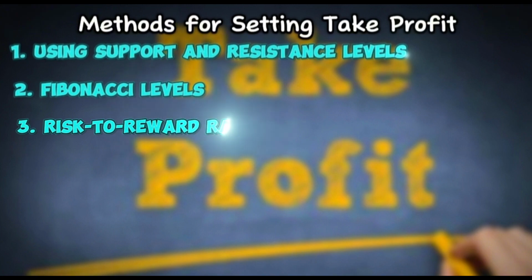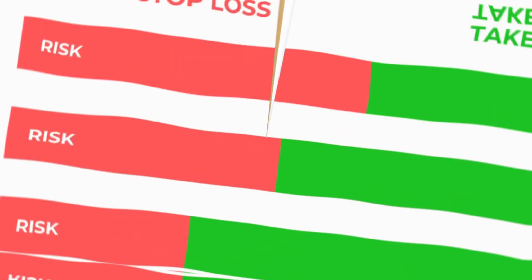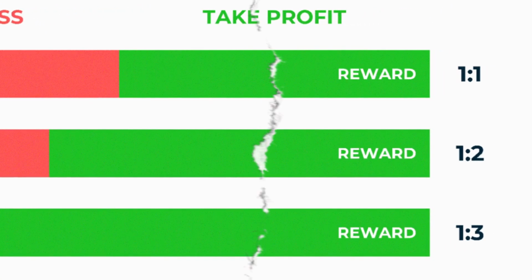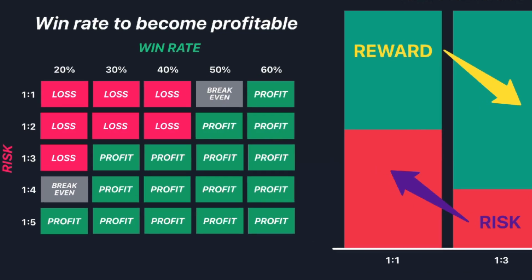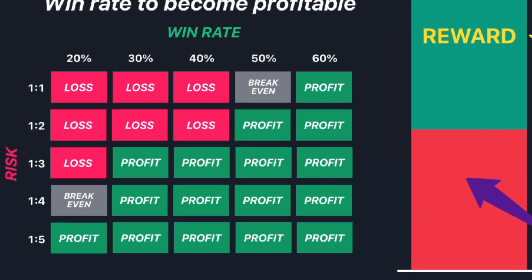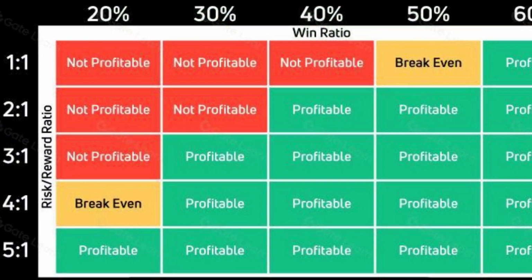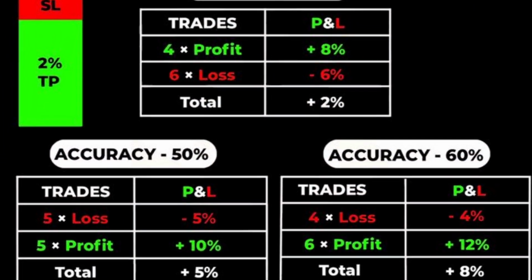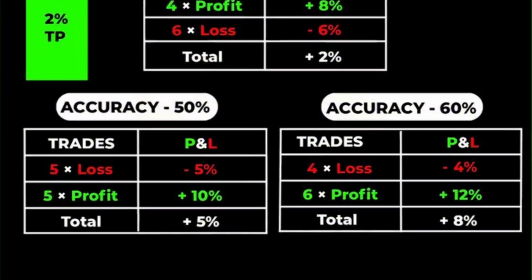3. Risk to reward ratio. This approach compares the expected profit with the potential loss. Professional traders often use a risk to reward ratio of at least 1:2 or higher, meaning the expected profit should be at least twice the potential loss. It must be aligned with your personal trading strategy.